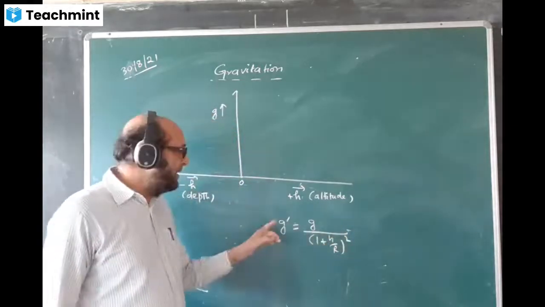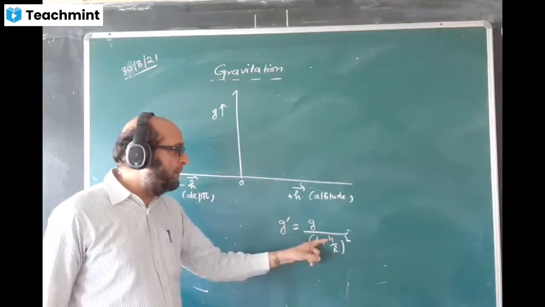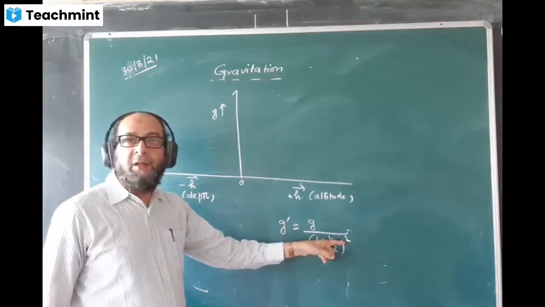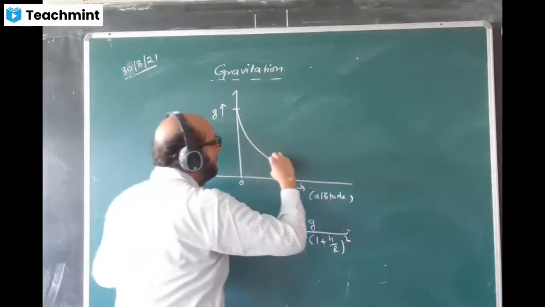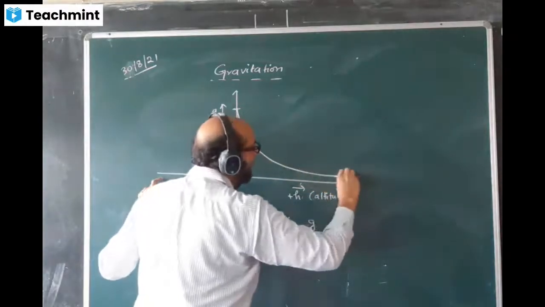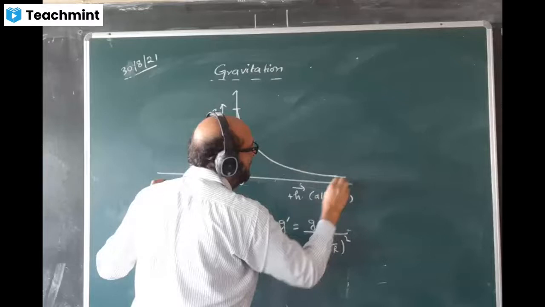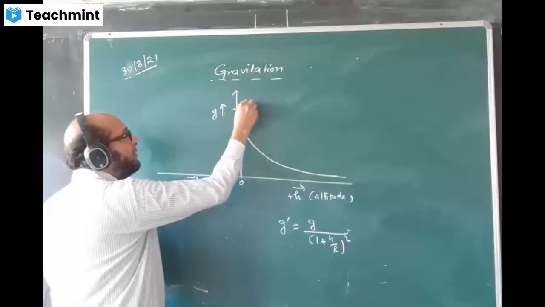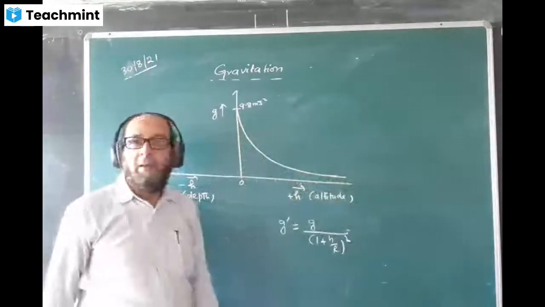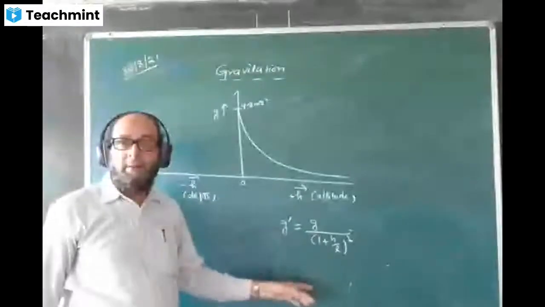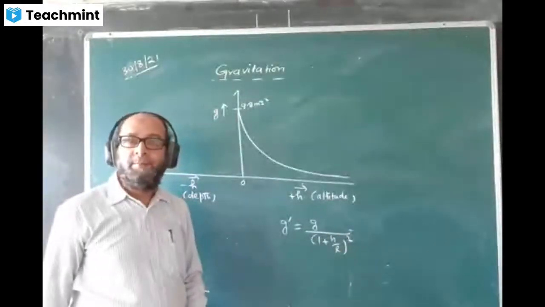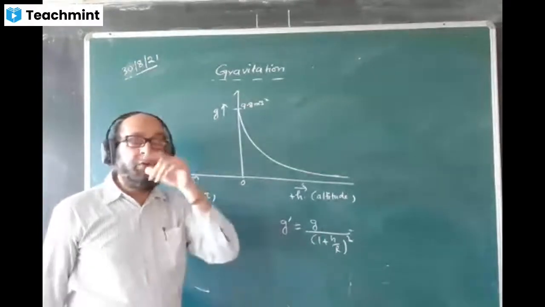So in this formula, we see that g dash and h are inversely proportional with the square. That means your graph will come in the form of a hyperbolic curve. Like this. From here, the curve will come like this, a hyperbola. It is 9 meter per second square, and it keeps on decreasing, but in a hyperbolic manner. That means it does not become zero. We don't know where it's becoming zero. There is no zero point here, because of this whole square, the zero point is undefined. The value of g does not become zero with altitude.